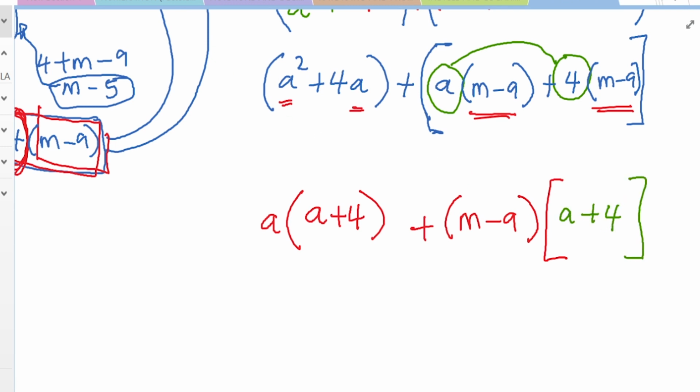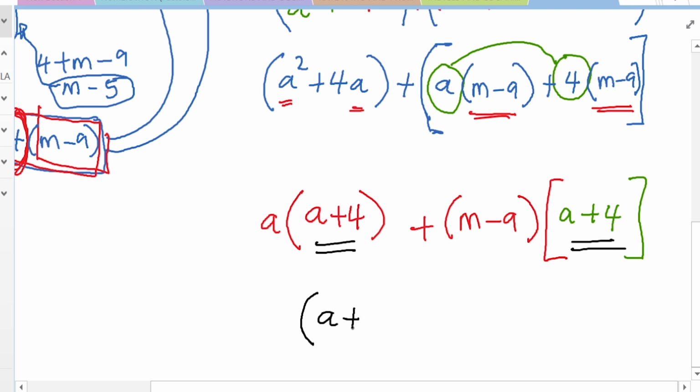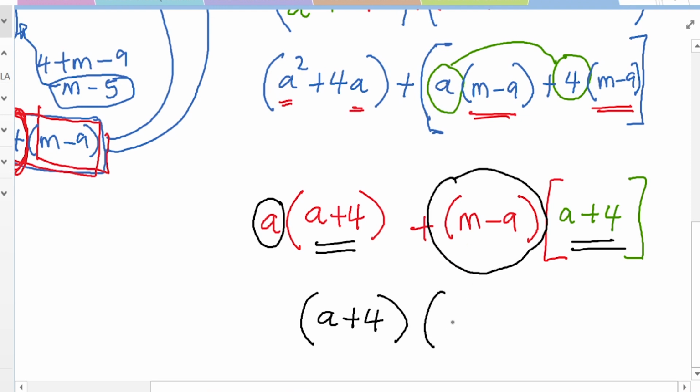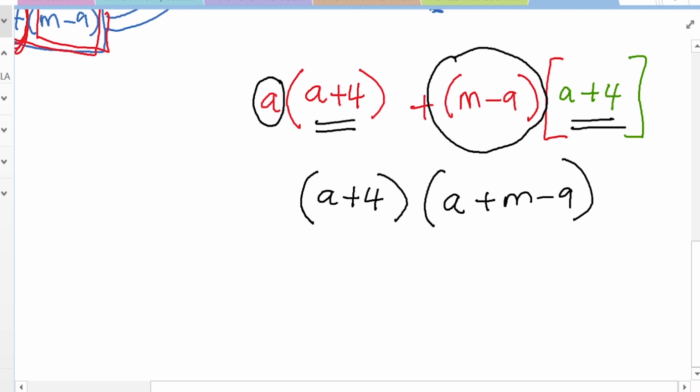From here we are able to see that this a plus 4 and that a plus 4 are the same. So the items that are the same, put them in their own brackets, a plus 4. Then we have those items outside the brackets, which is a, and then m minus 9 on their own. So that is into a plus m minus 9. And you realize that there we have factorized the expression.